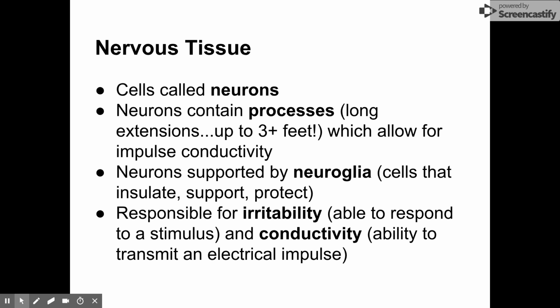The function is going to be irritability, which basically just means detect a stimulus, and conductivity, which means send a signal. So they need to be able to detect a stimulus and send a signal. That's what nervous system cells, nervous tissue, neurons, that's what they do. Detect signals and then send signals. All right. So that is the key.